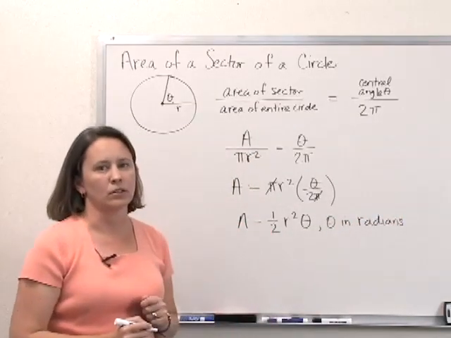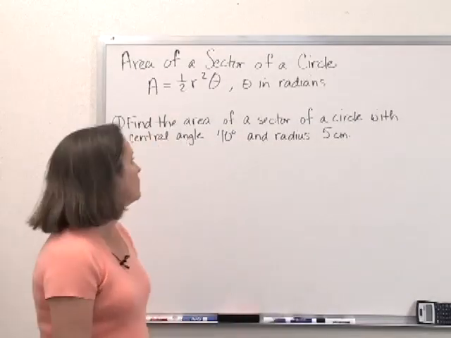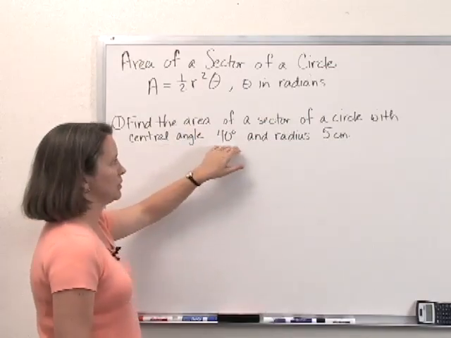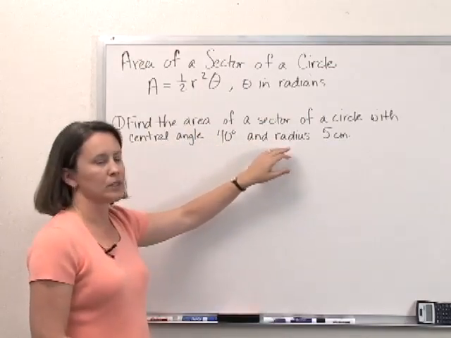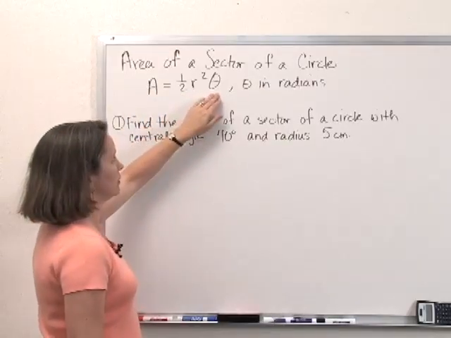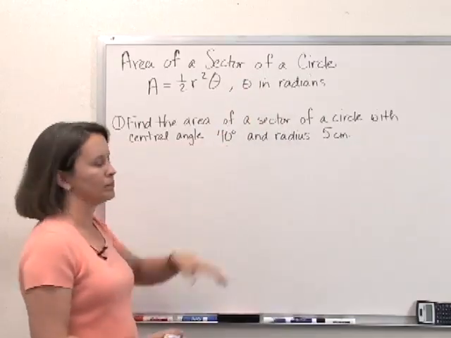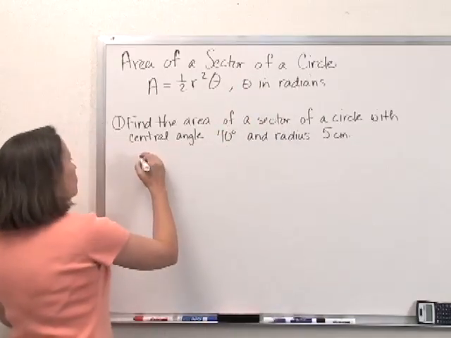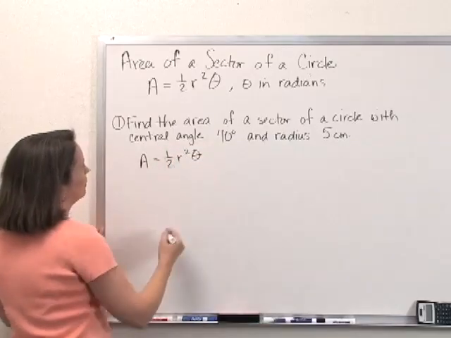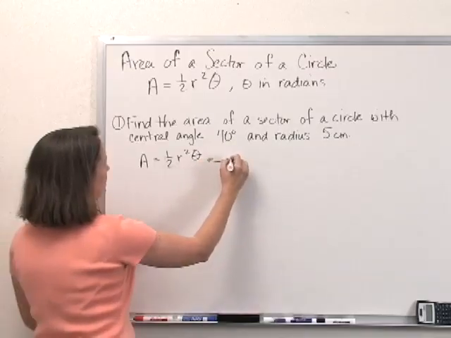Now let's practice using this formula. In this example, we're asked to find the area of a sector of a circle where the central angle is 40 degrees and the radius is 5 centimeters. So we've just found this great formula. The area is 1/2 r squared theta, but theta needs to be in radians. So that's our first problem. Whenever we're using a formula, we should always write it down before we begin, and then we can substitute in there. But as we've discussed, this needs to be in radians.